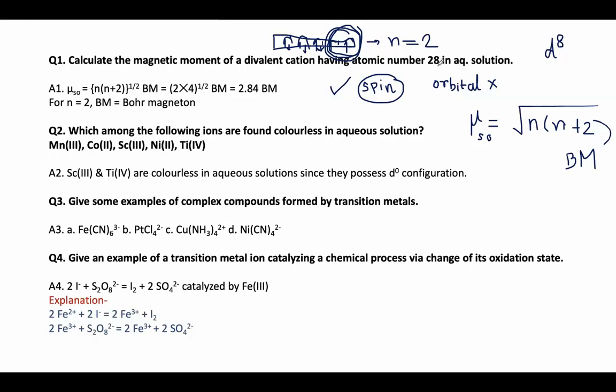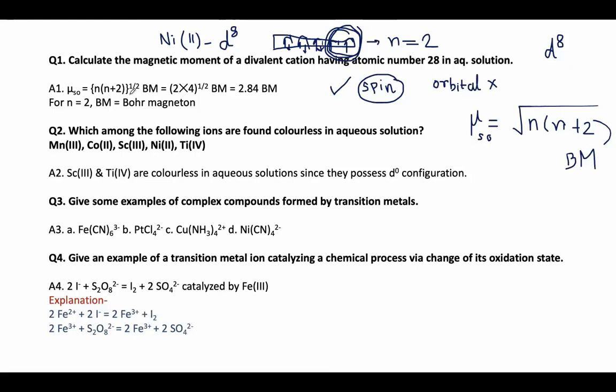Now here comes the question, what is the cation? The cation is nothing but nickel plus 2. Nickel plus 2 is d8, because the 4s electrons will be gone, because it is a plus 2 cation. So the last electrons, the valence electrons, are 4s electrons. So nickel 2 is nothing but a d8 system. So the nickel 2 cation will have a magnetic moment of 2.84 Bohr magneton.